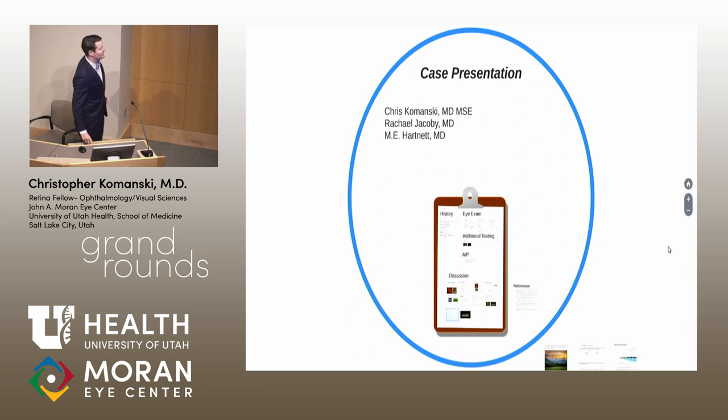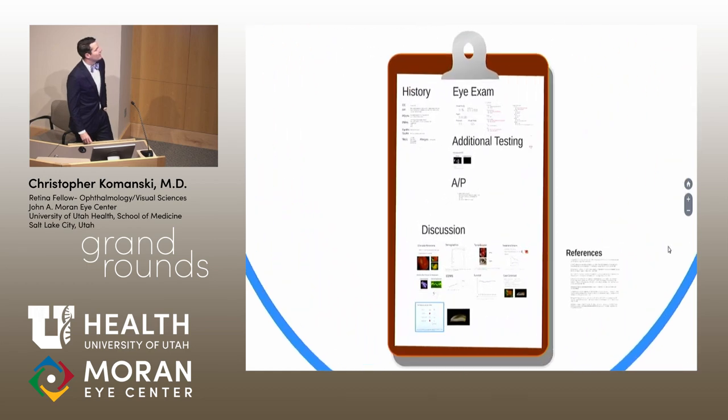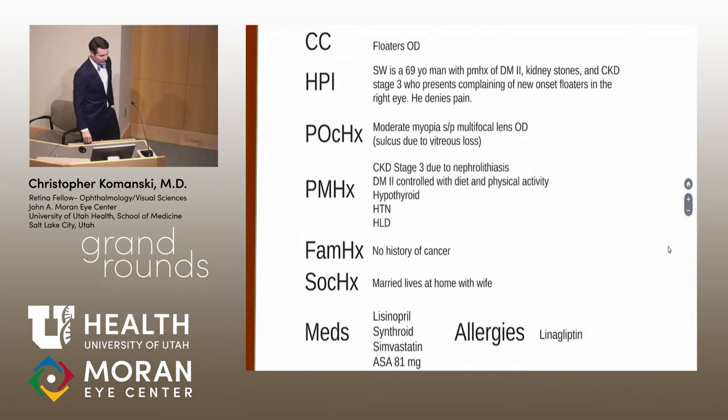So this is an interesting case that I was able to see with Dr. Jacoby. And the history is that the patient came in complaining of floaters. He's a 69-year-old gentleman with a past medical history of diabetes, kidney stones, chronic kidney disease, stage 3, who presented complaining of these new onset floaters in his right eye and denied any pain. He had a history of moderate myopia. He had a multifocal lens in his right eye that was positioned in the sulcus due to vitreous loss during surgery.